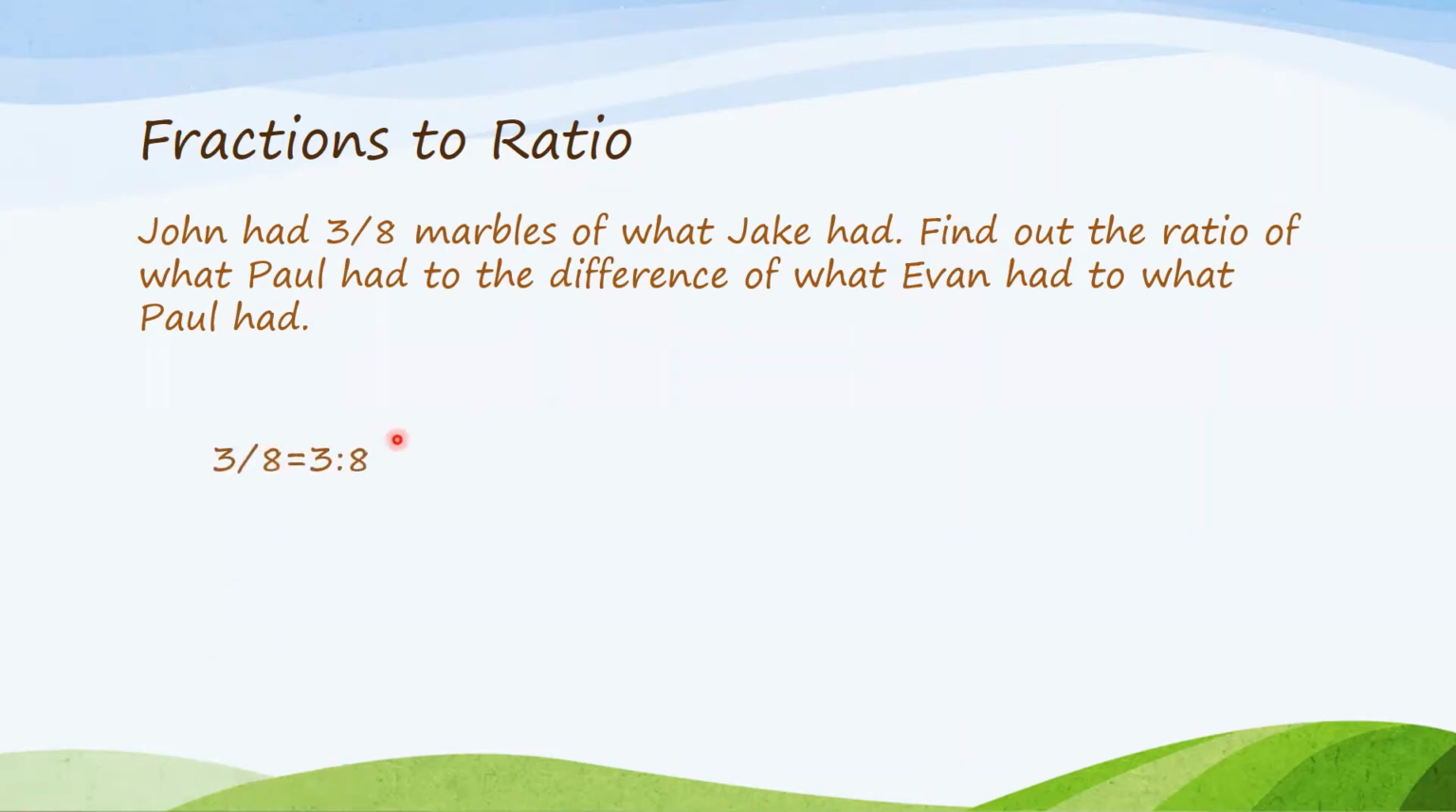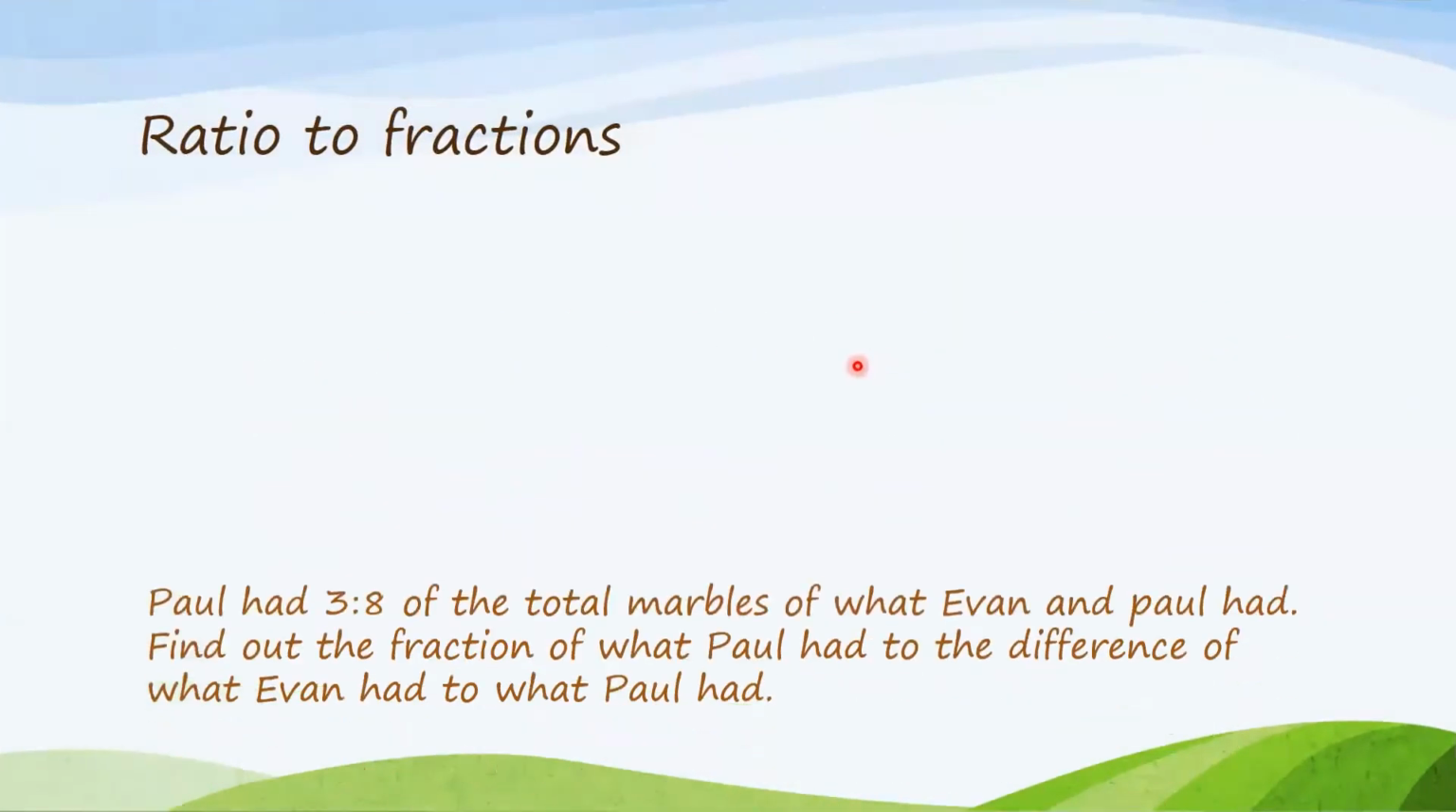So 3/8 is equal to 3:8. John had 3/8 marbles of what Jake had, which means that John refers to the 3 while Jake refers to the 8. So now 8 minus 3 is 5. That's the difference. Find out the ratio of what Paul had to the difference of what John and Jake had. So John had 3, while the difference was 5. So it's 3:5. Ratio to fractions.